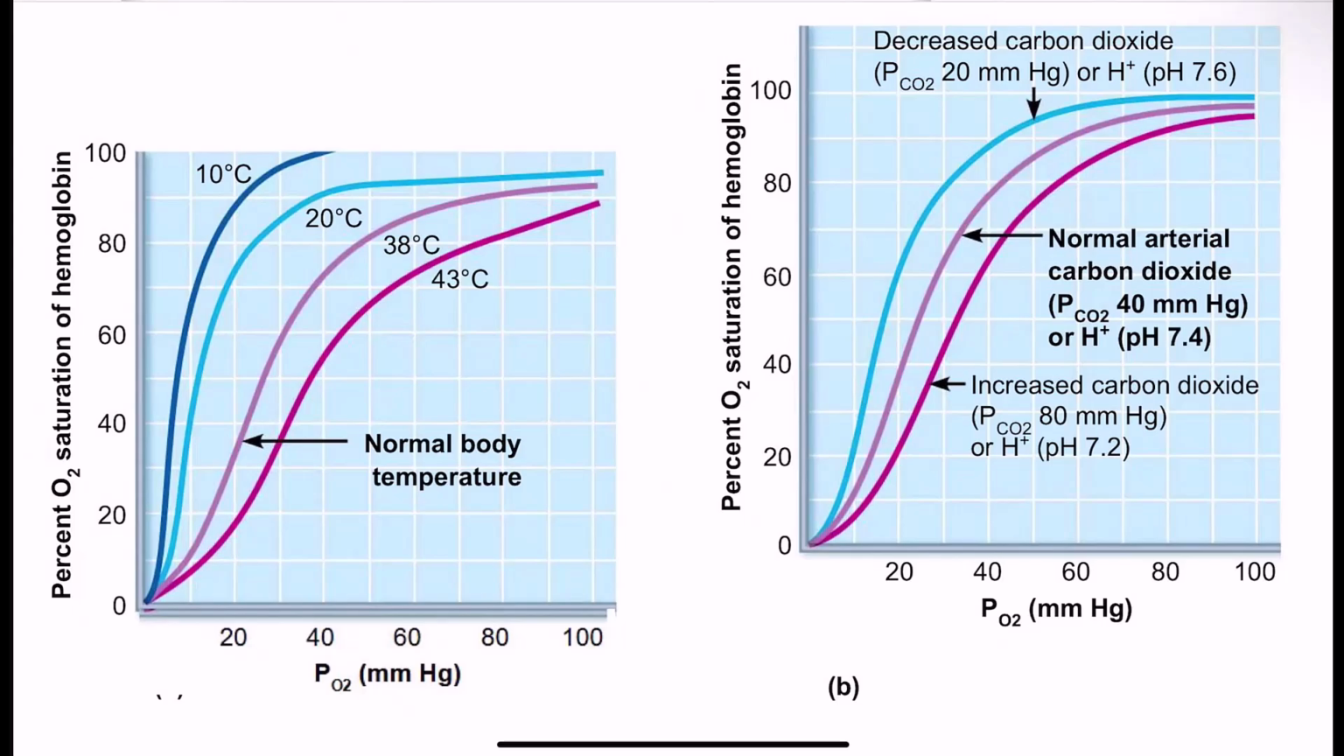So if we shift this graph from normal to the right, that means that we would increase body temperature, for example. Then we see there's less oxygen on hemoglobin. If the graph shifts to the left, so we have a lower temperature or less carbon dioxide, for example, we see that we have more oxygen hanging out on hemoglobin. More oxygen on hemoglobin means not as much is being offloaded for use in the body.